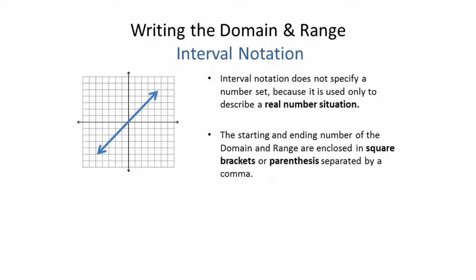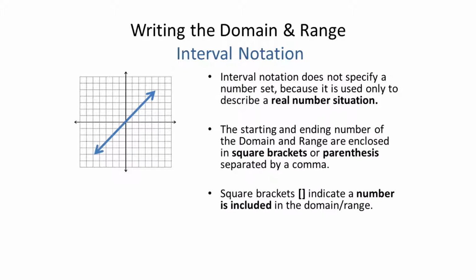When writing interval notation, we can use square brackets or parentheses. A square bracket indicates that a number is included in the range. Instead of having an arrow like this, what would happen is that I would have more of a closed dot. It would look something like this, and that would be what would indicate that I have a number that's included, and I would use this square bracket.